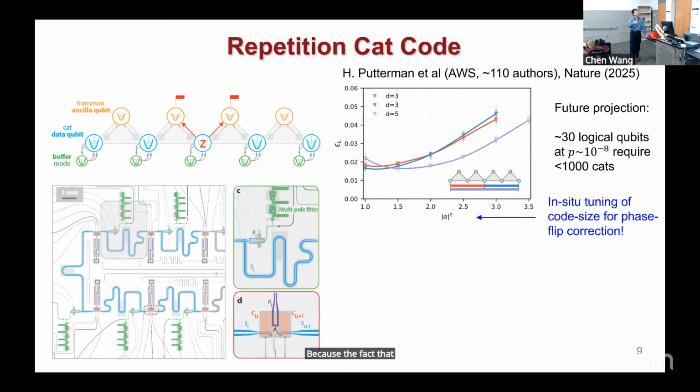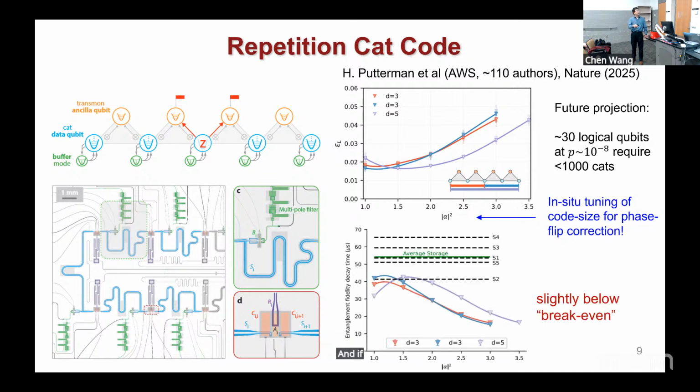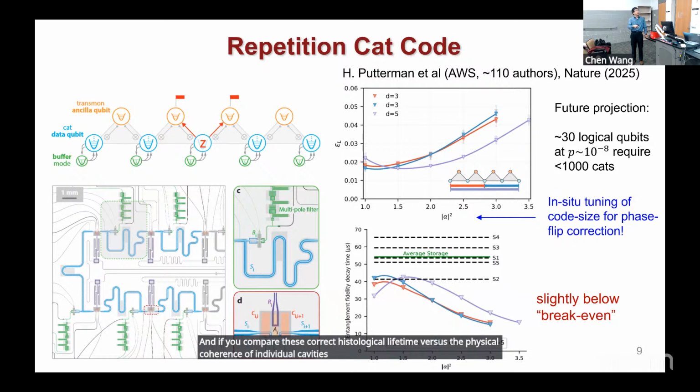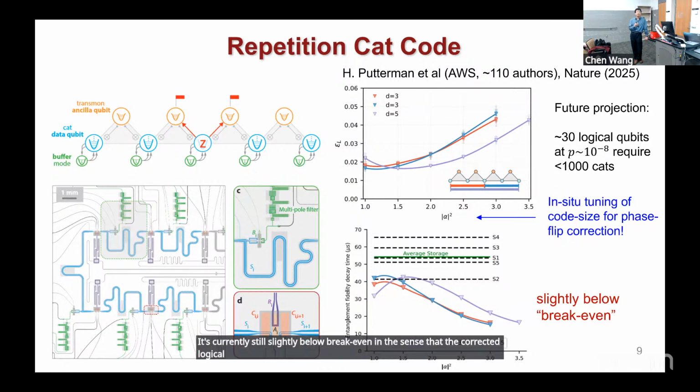But I'd like to point out that error correction comes with a very large overhead, because you need to make 5 cats in this experiment, you start to incur more decoherence in the system, just because more things can go wrong and more types of error can happen. And if you compare this corrected logical lifetime versus the physical coherence of individual cavities, this experiment, even with its huge accomplishment and the scalability capability in the future, is currently still slightly below break-even, in the sense that the corrected logical lifetime is below the lifetime of the raw coherence time of their individual cavities.